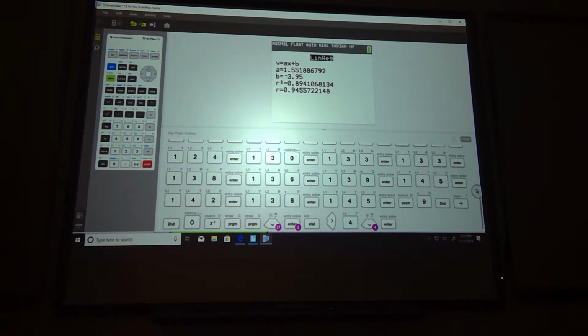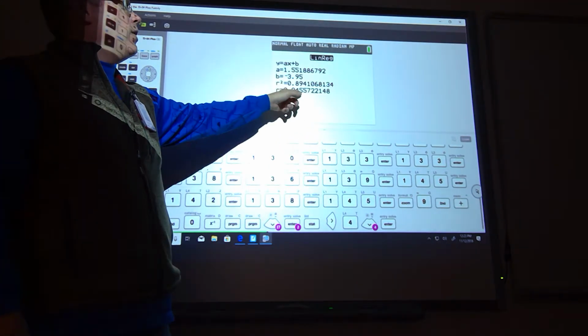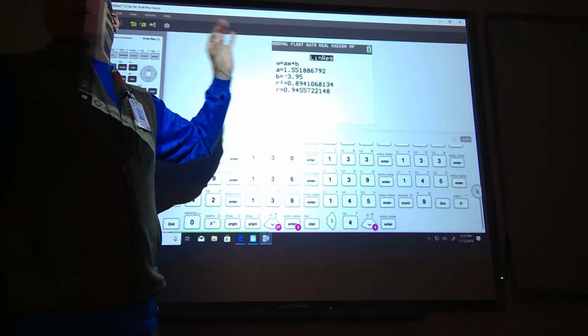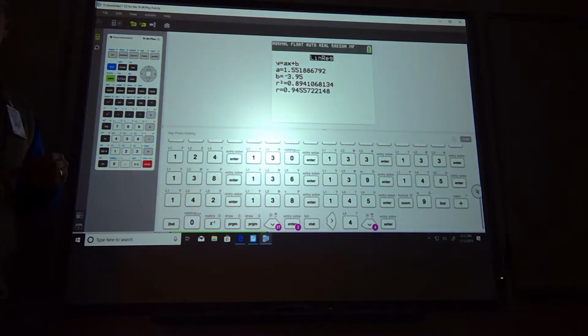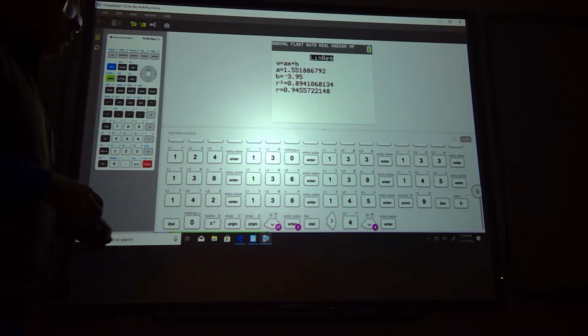So this means this r value here, the closer this r value is to +1 or to -1, the better your data is. How can your data be better than other data? It just means that the line we're on, the calculator feels very confident that's the correct line that it has selected with our data. That's all it is.